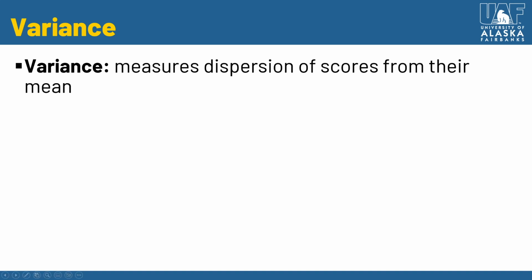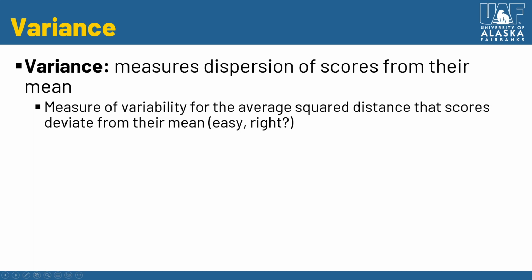So variance is a basic way to measure dispersion of scores from their mean. Yeah, this is a jargony, long definition. Variance is a measure of variability for the average squared distance that scores deviate from their mean. That's a lot to digest. So I'll have some visuals here that hopefully will depict exactly what variance is and exactly what standard deviation is, another term we'll come across here in a few minutes.